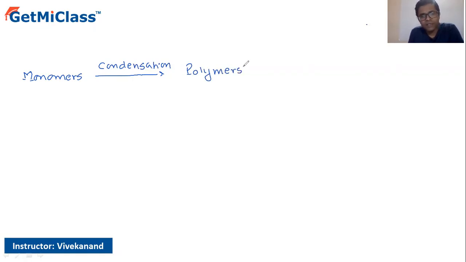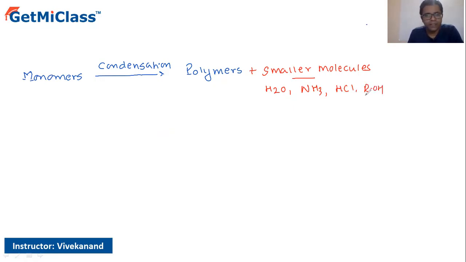But it does not only give rise to polymers; along with the polymers, certain smaller molecules are usually eliminated. These smaller molecules can be the water molecule, ammonia, HCl, alcohol, etc. So it is just like forming a polymer from a monomer due to the condensation process. Now, in condensation polymerization, one does not require any initiators.